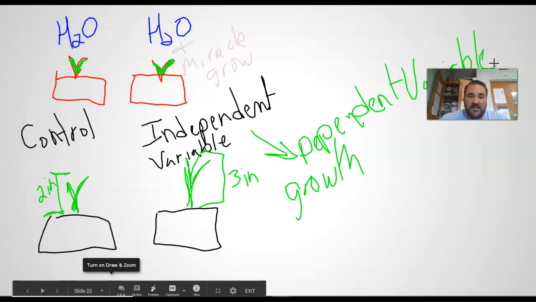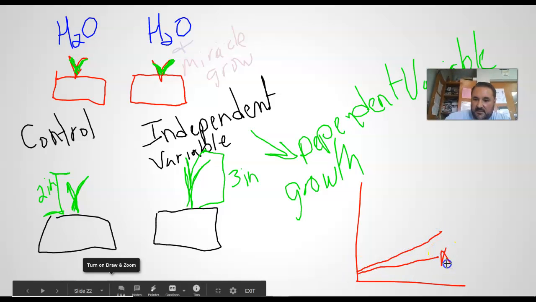Therefore, the Miracle-Gro caused a better plant growth. And then later on, we go back and we graph. This is one, maybe this is the other plant, plant A and plant B. And that is the independent, the control, and the dependent variable for our plants.